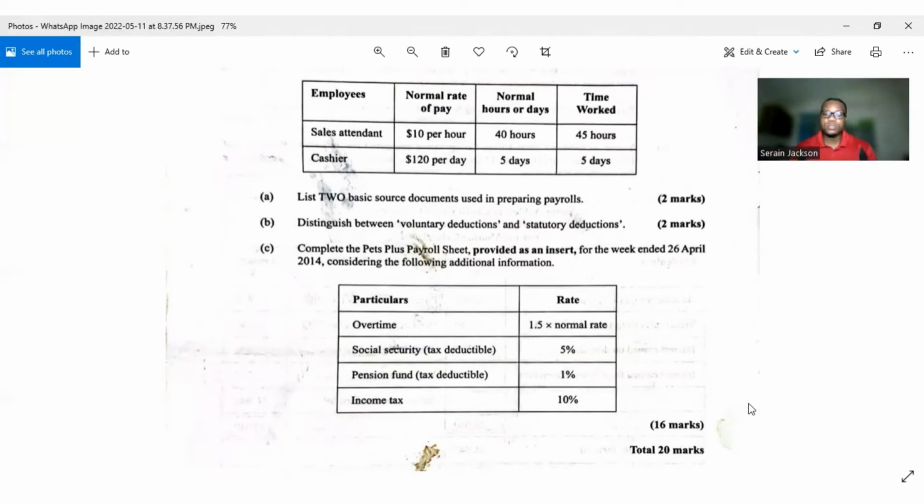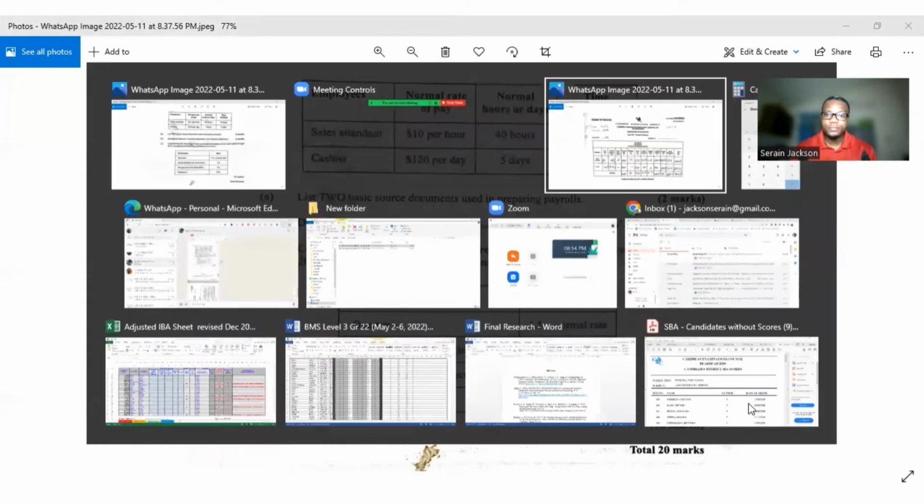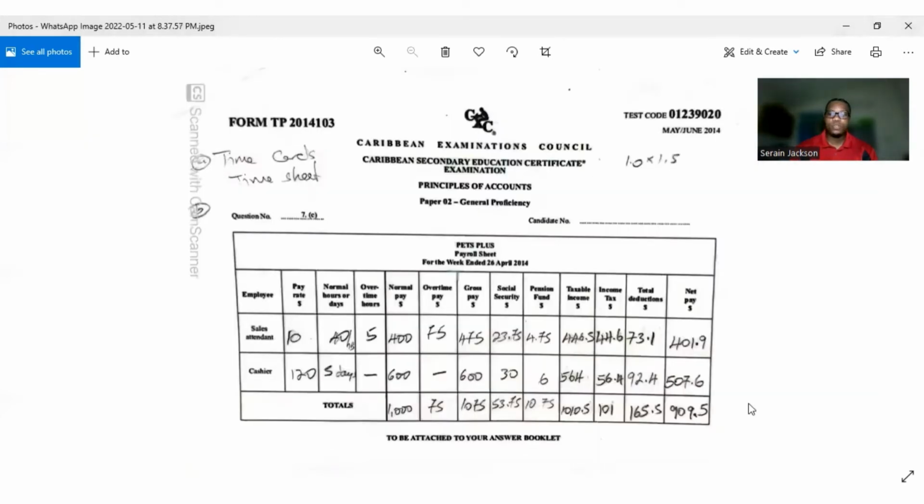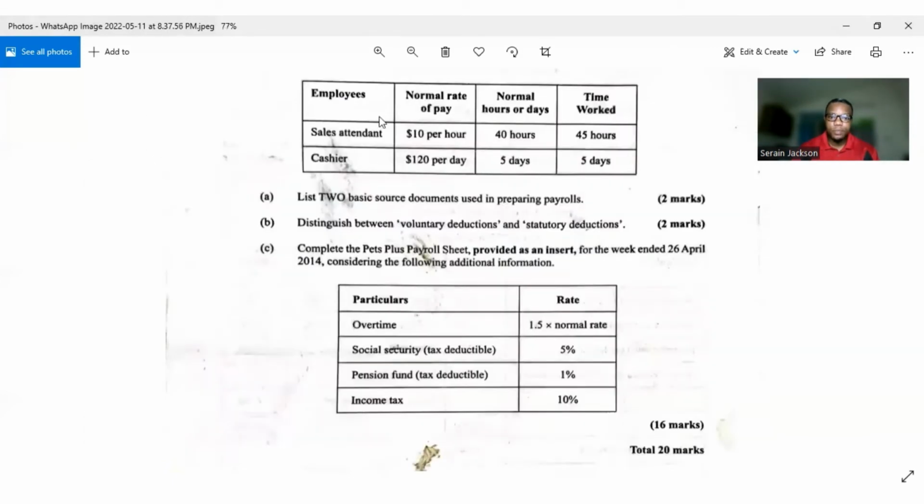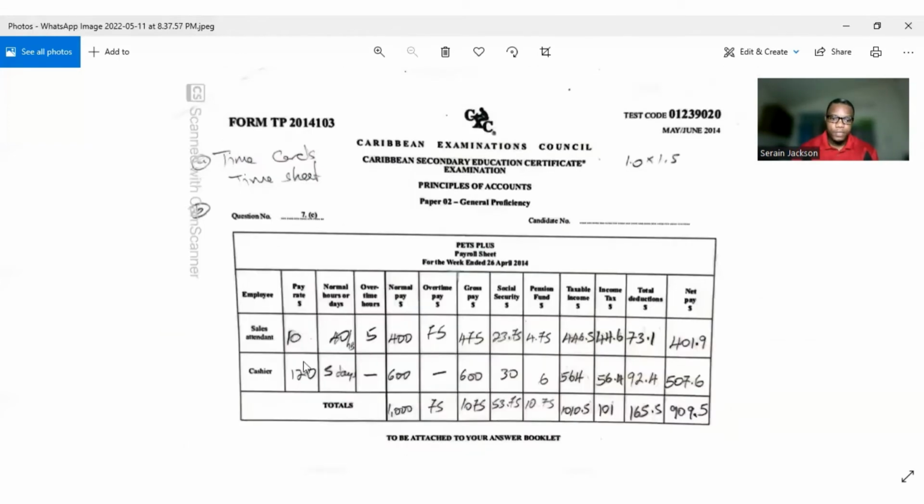So let us look at what I did here. This is my payroll sheet, the payroll sheet that they had given. It is pretty simple. They draw up everything there for you already. So they have the employee, sales attendant, cashier, the pay rate. You simply put in the pay rate. Here it is $10 per hour for the sales attendant, and for the cashier, $120 per day. So you put that in right here.